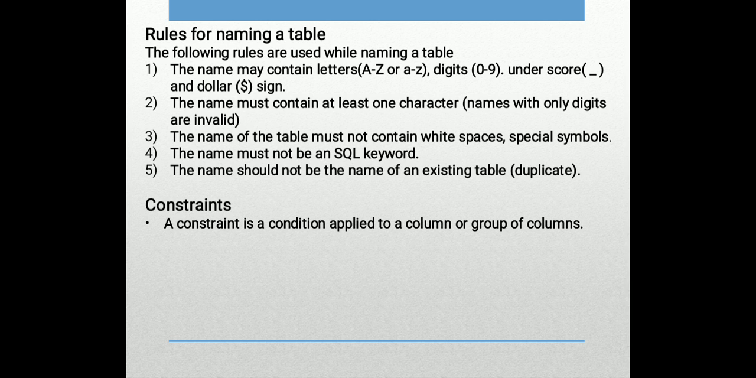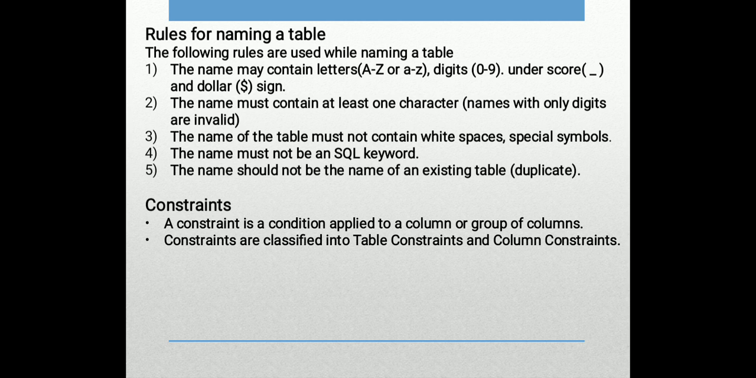A constraint is a condition applied to a column or a group of columns. That is, constraints are some rules enforced on data that are entered into a column of a table. When we create a table, we can apply constraints on the values that can be entered into its fields.